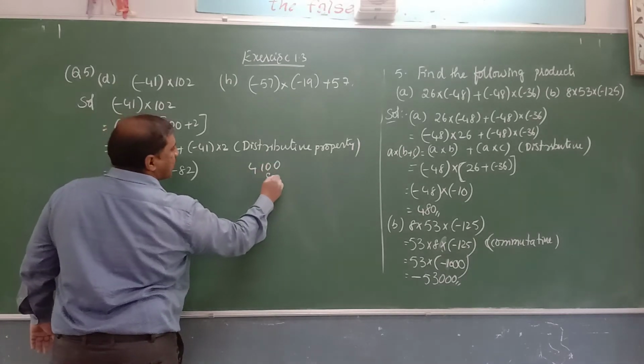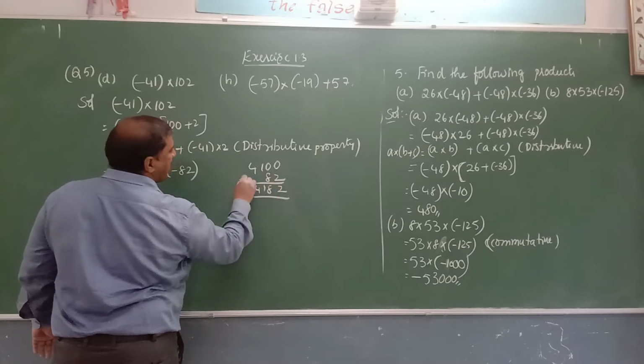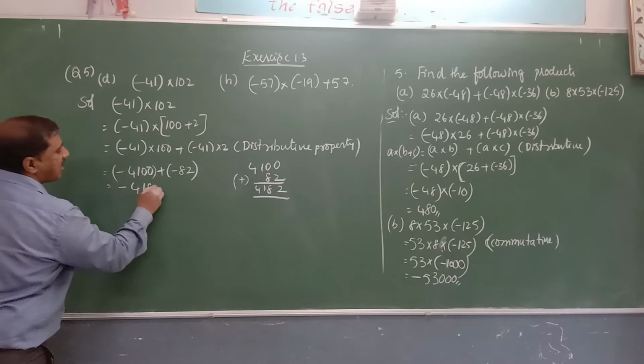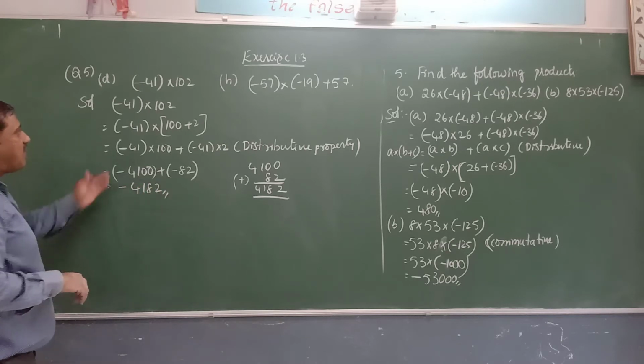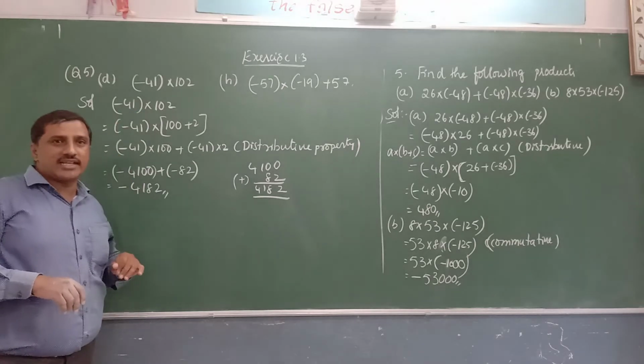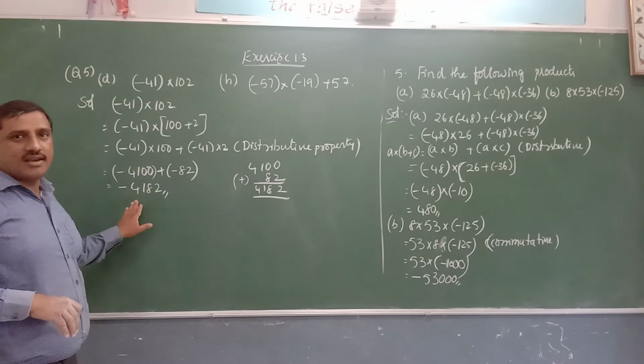4100 plus 82 is 4182 when we add the numbers. So now it is very easy to find these products using the distributive property. Is it clear, children? Yes?